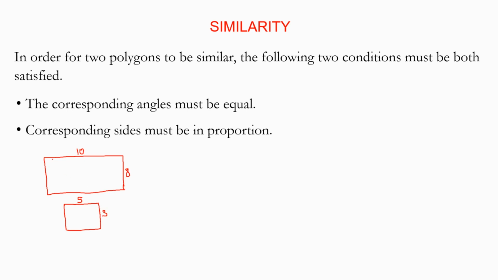But check the angles. This is 90, 90, 90, 90, and so on. The angles are equal, but the sides are not in proportion. So these two are not similar. You can even have ones with different sides. Let me try to draw a square. Let's say this side is 10, and in a square all the sides are equal, and then I take a rhombus.